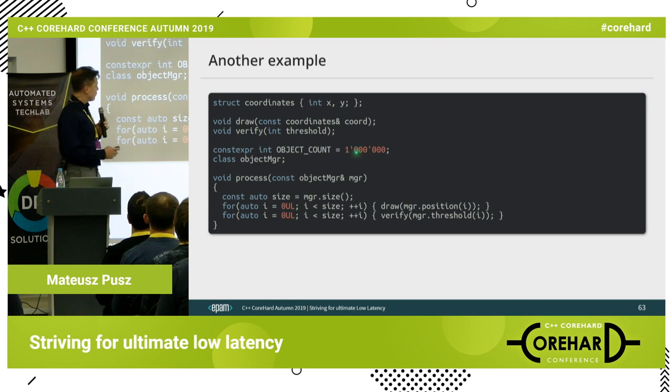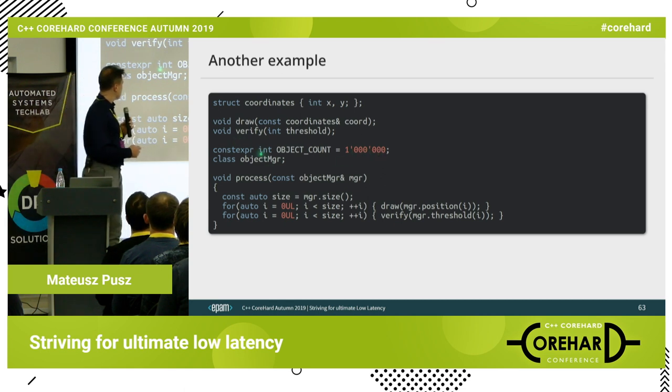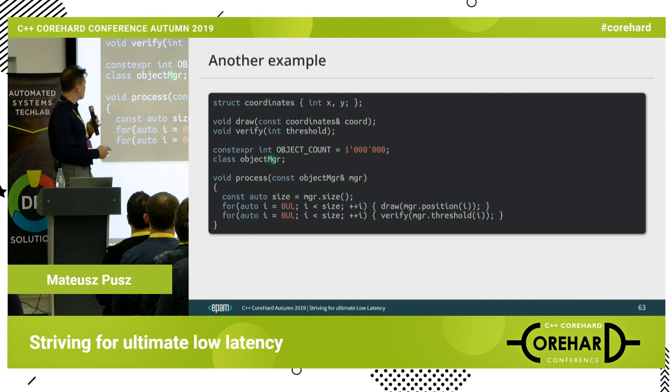Let's assume that you have like 1 million objects here. We have something called an object manager because we love managers. And you have draw and verify functions that work on coordinates or some threshold. This is game logic, this is the drawing phase. And you have the game loop. This is the biggest game loop. It first draws and then verifies some game logic.